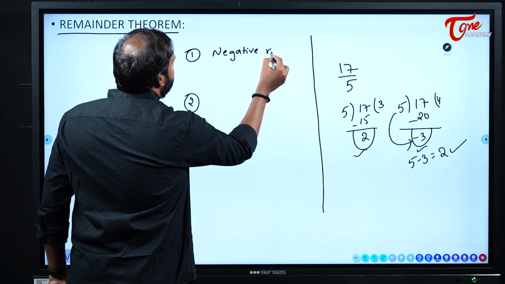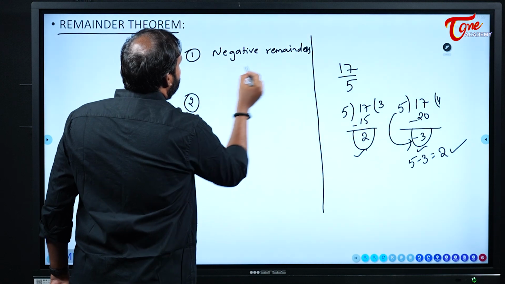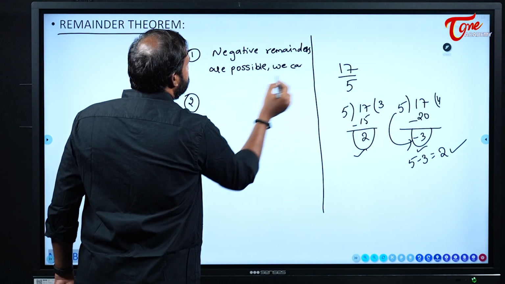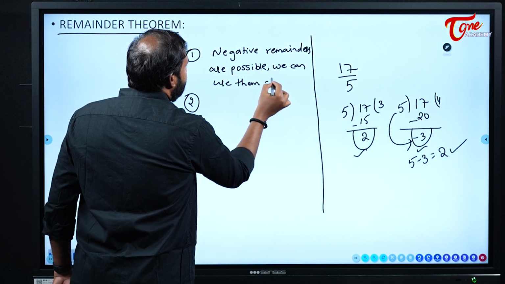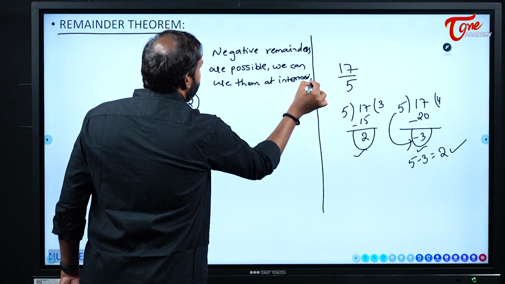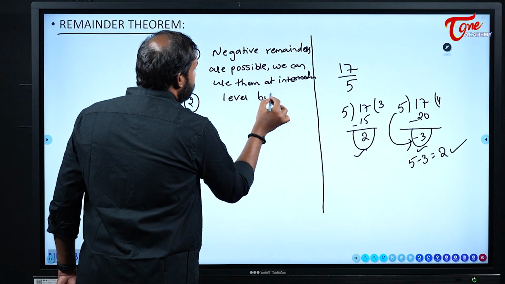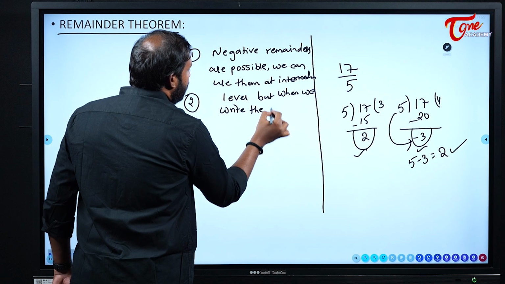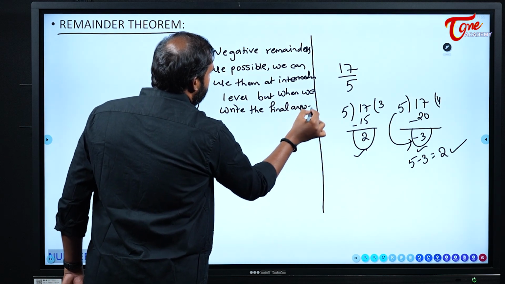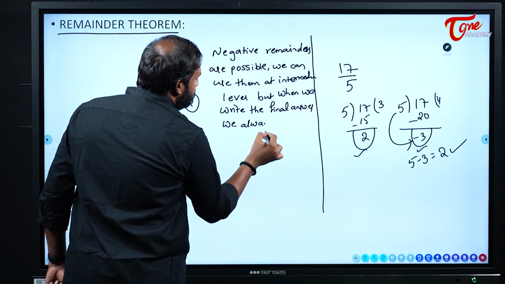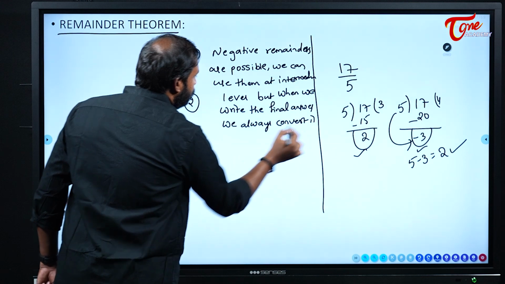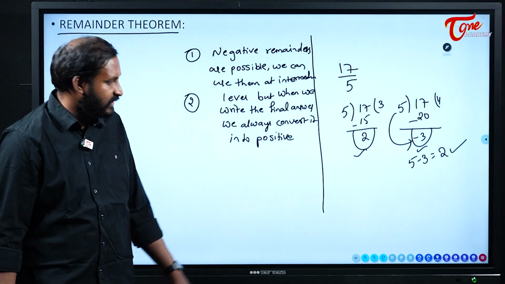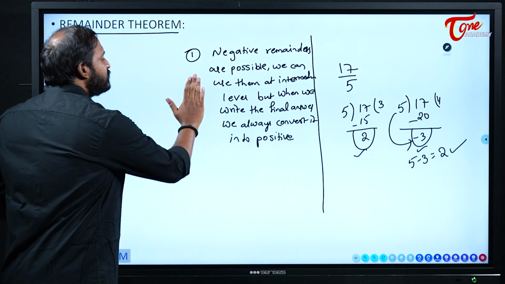Negative remainders are possible. We can use them at an intermediate level, but when we write the final answer, we always convert it into positive. How will we convert? Generally, we will simply subtract it from the divisor. 5 minus 3, 2, like this. This is the first rule which we should know here.